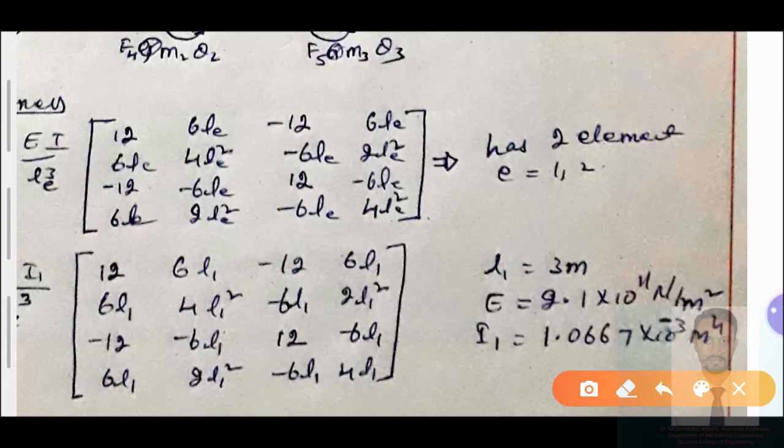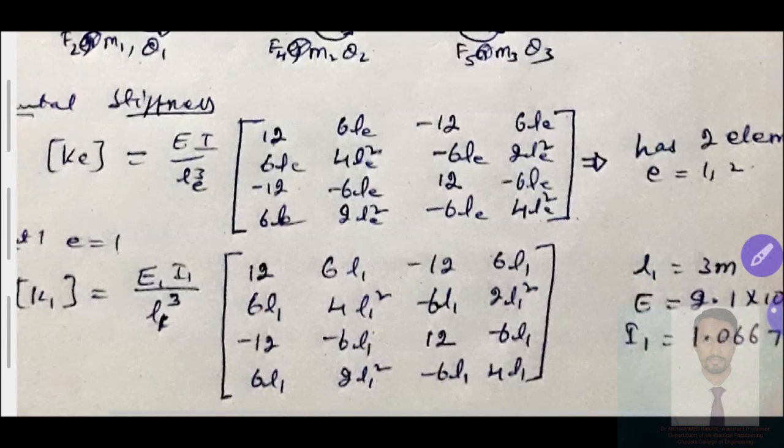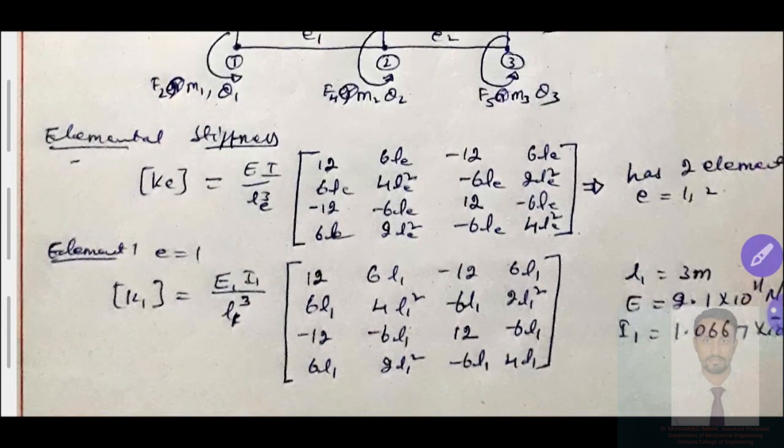As usual, we know that L1 equals L2 equals 3 meters, and E1 equals E2 equals 2.1 × 10^11 Newton per square meter, and I1 equals I2 equals 1.0667 × 10^-3 meter to the power 4. These values are very similar for a given beam element.